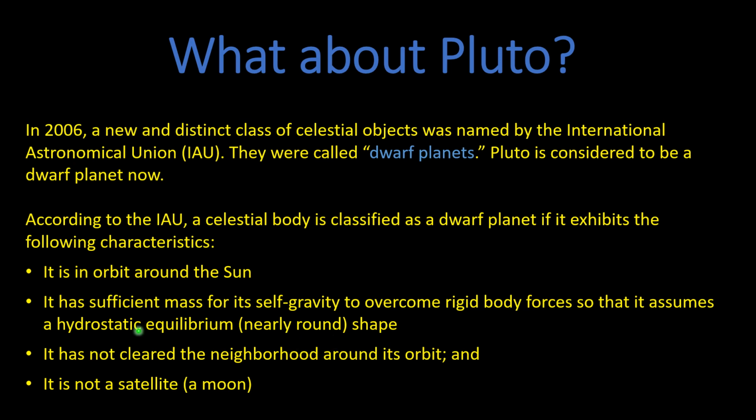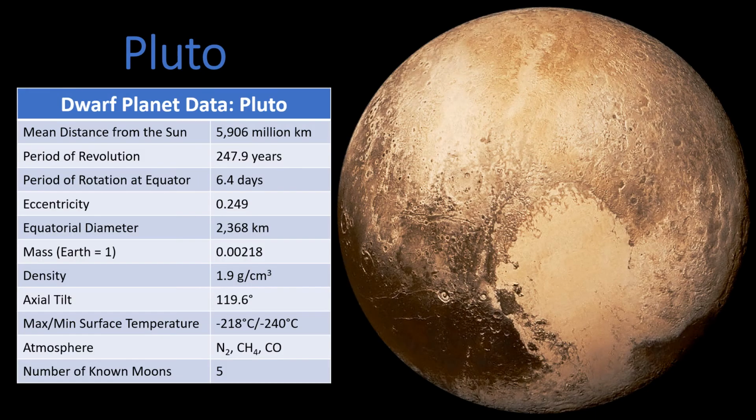It has not cleared the neighborhood around its orbit, meaning that there are other objects nearby and that the planet's gravity has not cleared those out over time, or the dwarf planet, I should say. And it is not a satellite or a moon of another object. So what really makes Pluto not considered to be necessarily a planet is this one right here, that it has not cleared the neighborhood around its orbit. Pluto's orbit is also very eccentric, meaning it's more stretched out, and it actually gets closer to the Sun than Neptune every once in a while. And that's another factor that makes it a little bit odd as a traditional planet. So what about Pluto? Whether you want to consider it a planet or a dwarf planet, it doesn't matter.